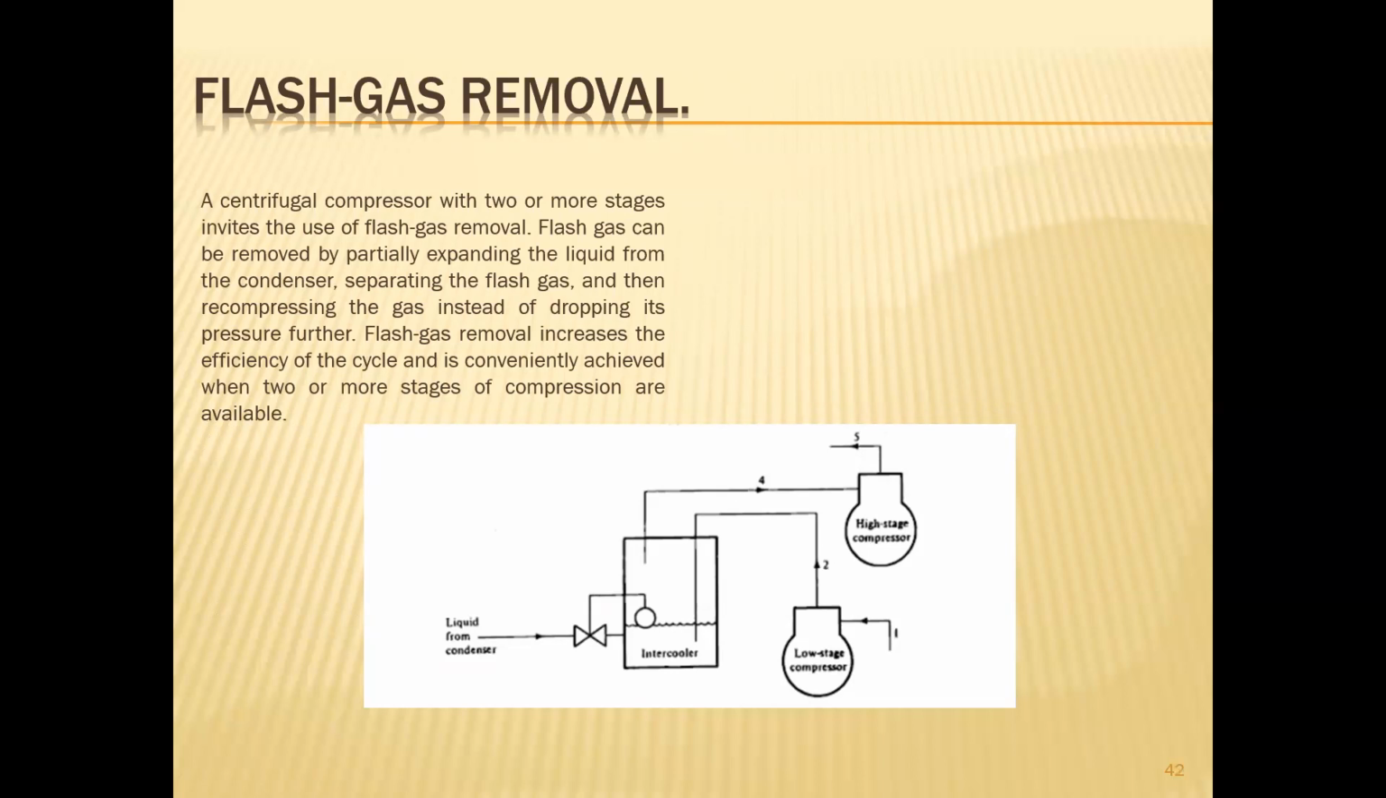A centrifugal compressor with two or more stages involves the use of flash gas removal. Flash gas can be removed by partially expanding the liquid from the condenser, separating the flash gas and then recompressing the gas instead of dropping its pressure further. So, flash gas removal increases the efficiency of the cycle and is conveniently achieved when two or more stages of compression are available.